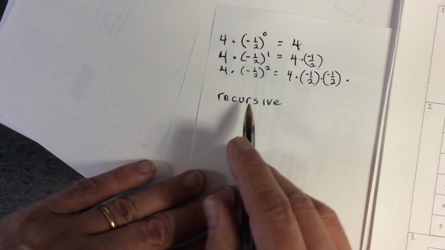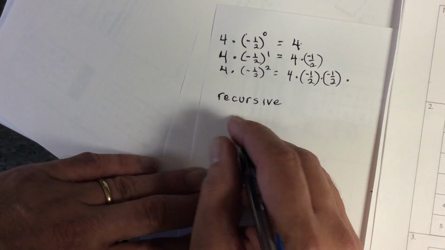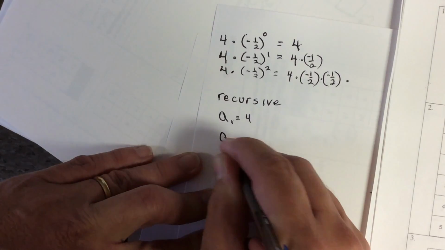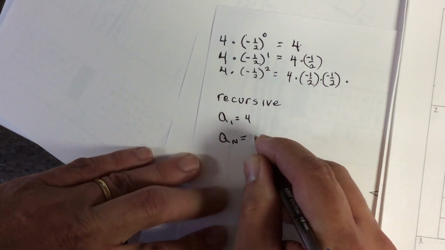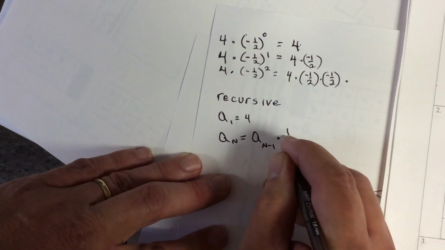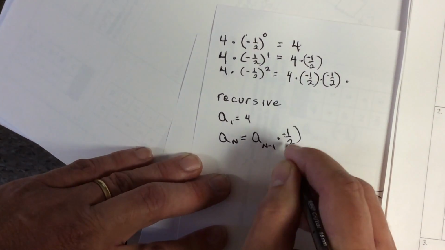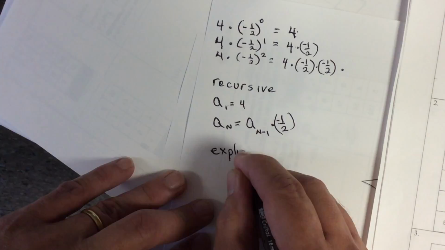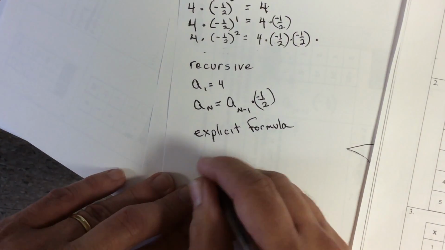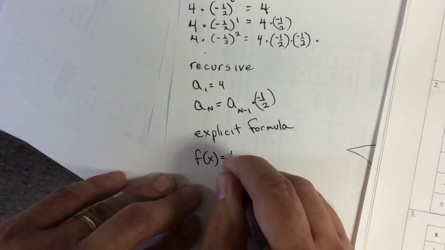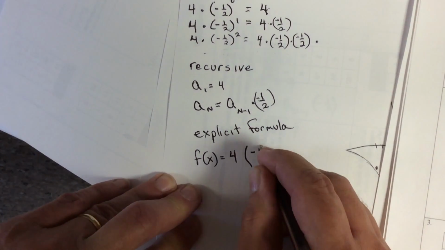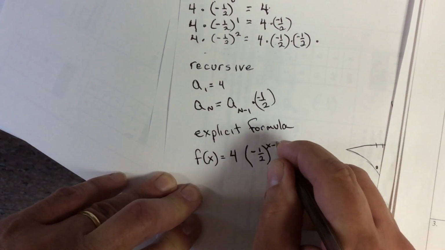So now, just like we know that the recursive formula is a1 equals 4, and for each term, you take the term that came before it and multiply it by negative 1/2. If I want the explicit formula, that's what's built in here. I'm going to take the first term, I'm going to multiply it by the common ratio. How many times? x minus 1.